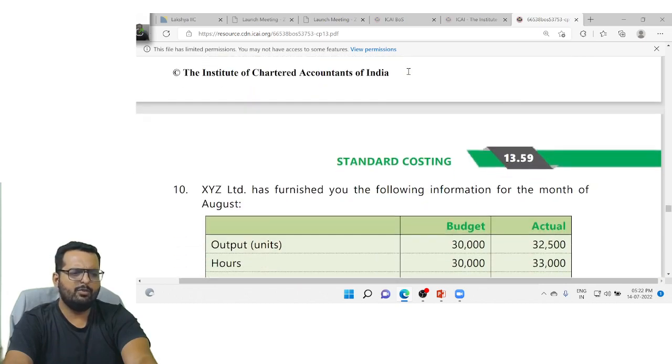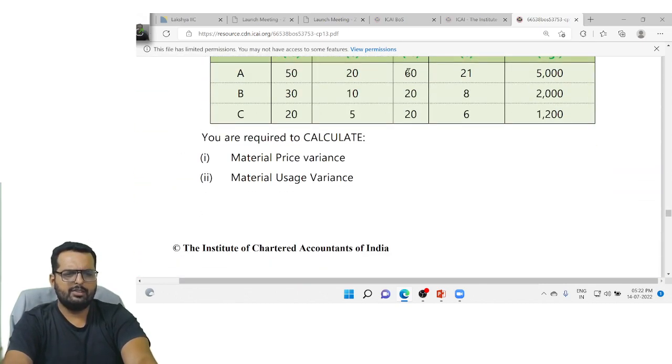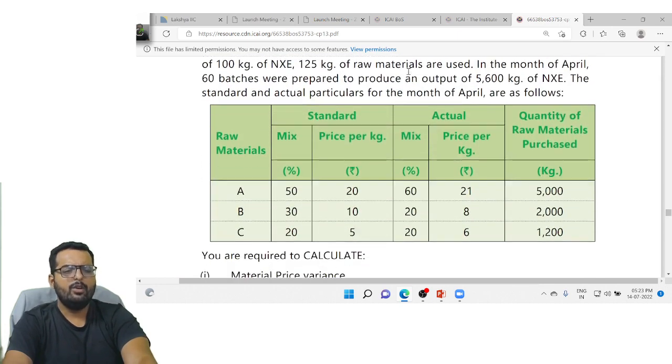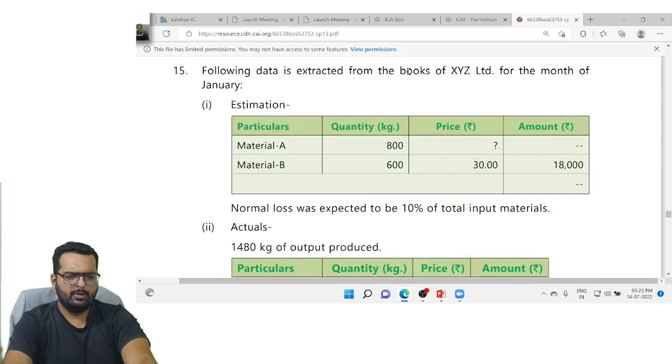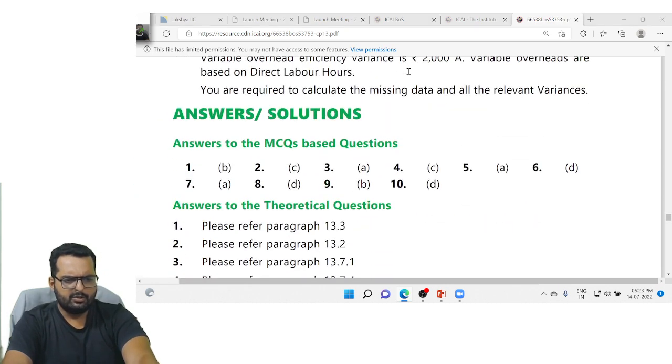There is fixed overhead, volume variance, a little bit of area that I need to teach you. So next class will be mainly fixed overhead. Okay, 14, you can do it as homework, friends. Okay, 14 is easy. Question 14. Just do question 14 as homework. One question. Rest we will complete in the next class.